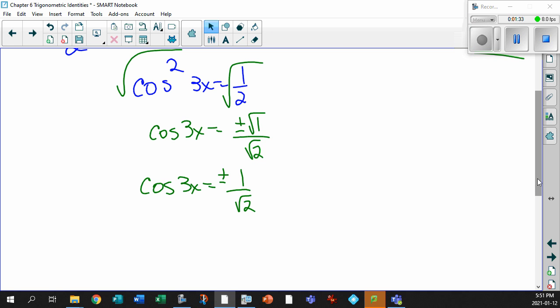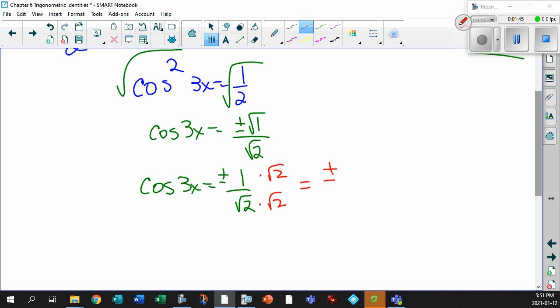Now, you're probably saying, hey, wait a second. That's not one of the values in the unit circle. Yes, it is. You just forgot to rationalize this, right? Multiply top and bottom by root 2. This now becomes plus or minus root 2 over 2. Aha. Okay, so far so good. But check this out. What's our next step?